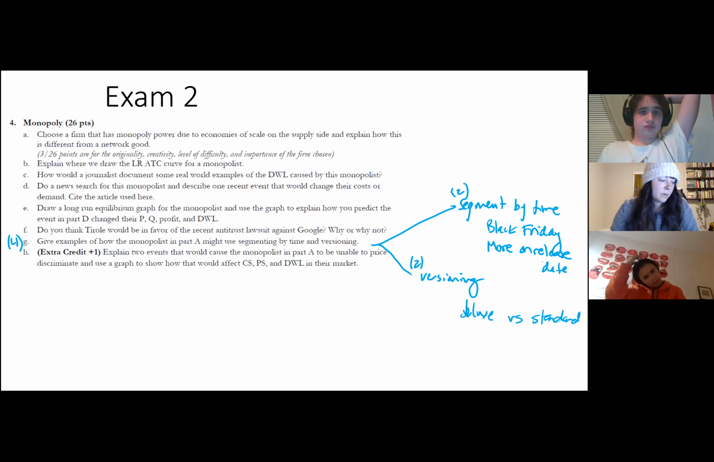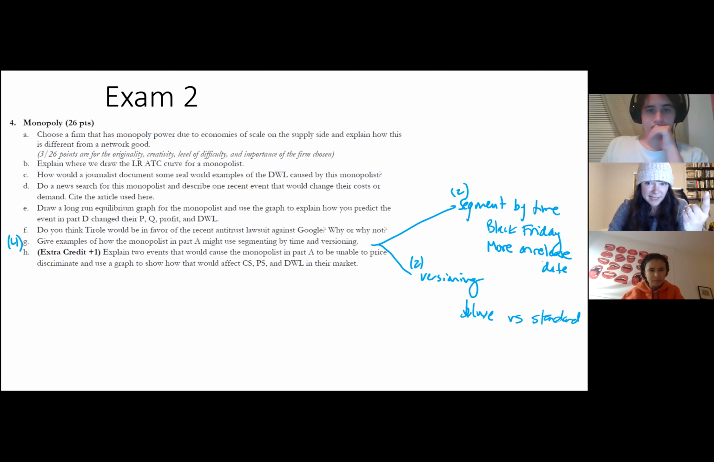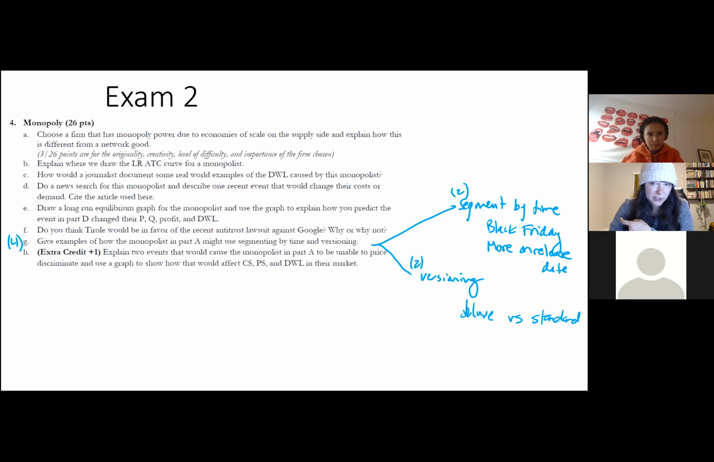Extra credit, explain 2 events that would make the monopolist not be able to price discriminate. That's things like arbitrage, where people you give the discount to flip it around. They're like, hey, I got this sweet discount, I'll give it to you for a little bit more than they charged me. Or it could be they don't have any market power. They can't charge a different price because they have to just charge P-star. Maybe the government outlaws it, something like that.